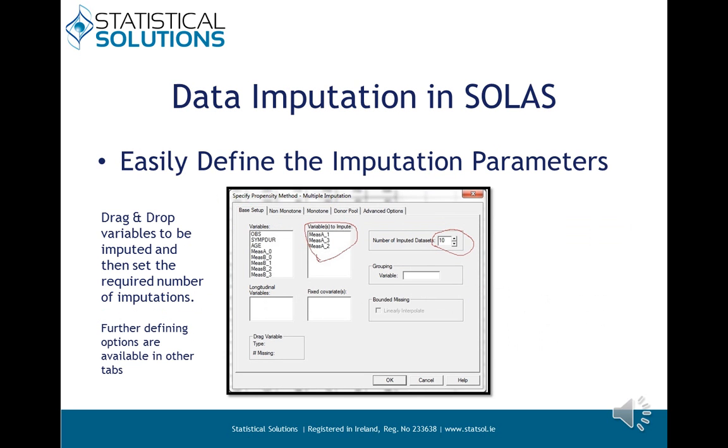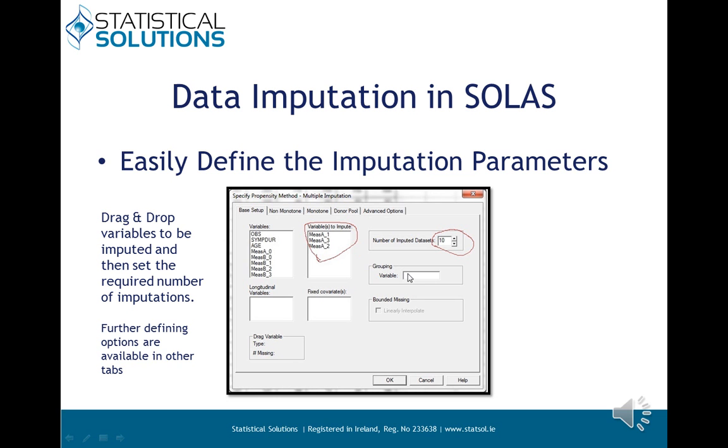For this Getting Started tutorial, we will concentrate only on the base setup options. The other tabs in this window, such as monotone, non-monotone, donor pool, etc., contain more advanced options to allow you to control other attributes of your imputation process, allowing you to get the best possible imputation result for your particular requirements. Here in Base Setup, you can simply drag and drop variables to be imputed.